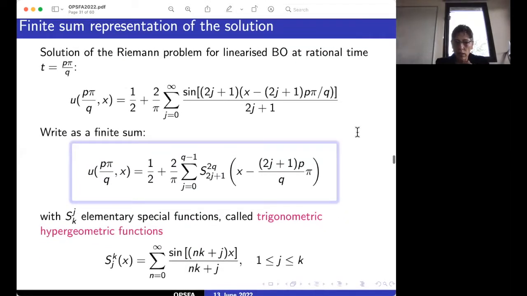As we had a finite sum representation that was very descriptive of the phenomenon in the case of the polynomial dispersion relation, we tried to do the same. We start from the full Fourier series representation, and you try to write it as a finite sum by just putting together things. That's the usual trick. If you do that in the right way, what you find is that you can write this as a finite sum of special functions called trigonometric hypergeometric functions translated at certain points. Okay, so this is what happens when you evaluate this at rational multiples of the period.